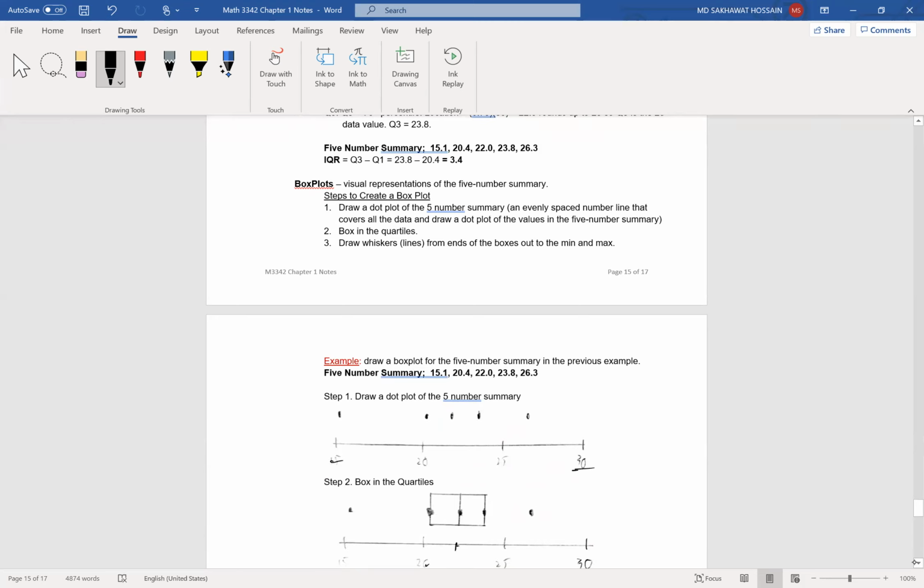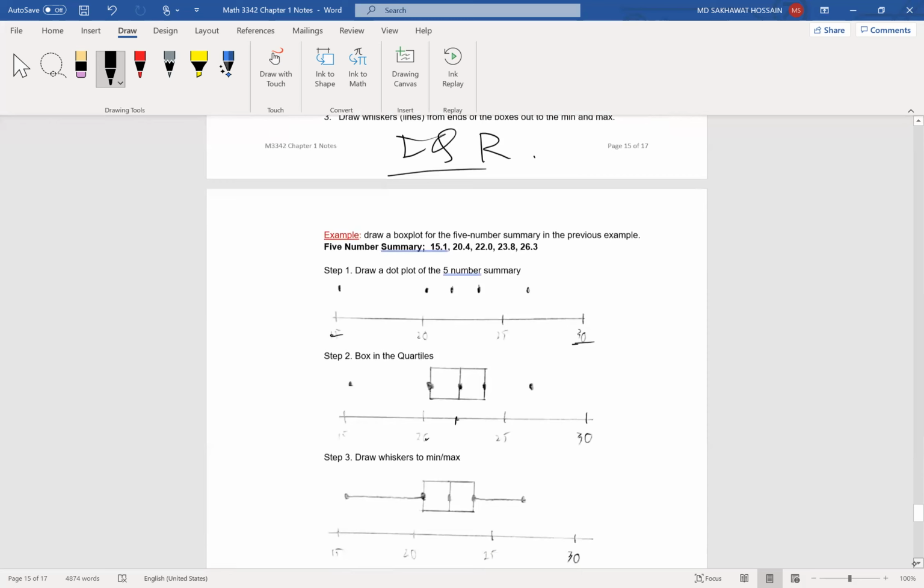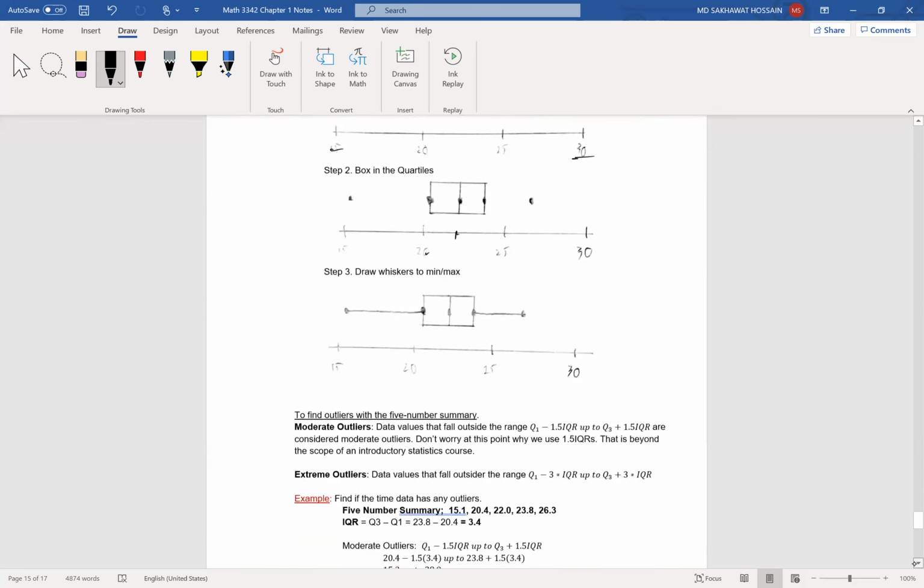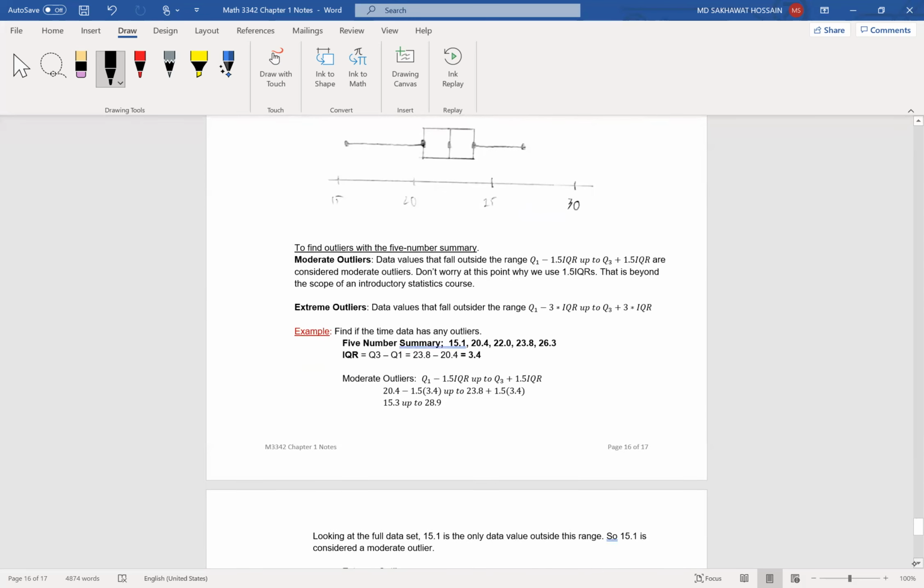So how do we calculate the outliers? You have the interquartile range. So we can have different types of outliers.